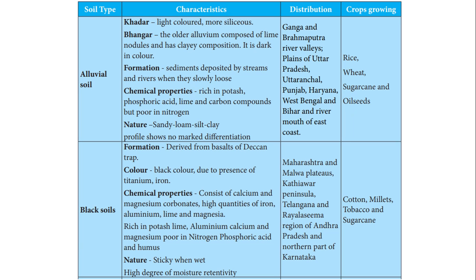And how is it formed? It is formed by sediments deposited by streams and rivers. It also has chemical properties like potash, phosphoric acid, lime, and carbon compounds. And next, you see about the black soil.